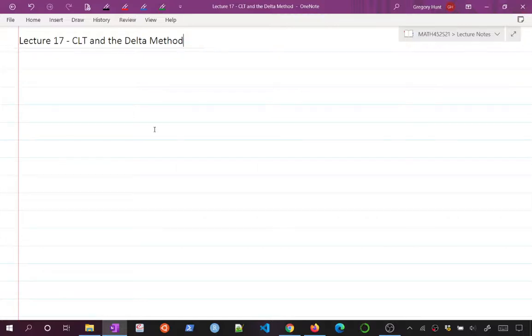This is lecture 17 on the central limit theorem and the delta method. So we've been talking about convergence for a couple lectures now. And today we're going to talk about the crowning achievement of convergence topics in statistics and, I would say, broadly in mathematics. And that is the central limit theorem, which is maybe one of the most important theorems in all of mathematics.